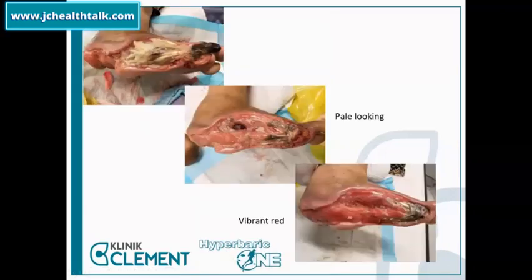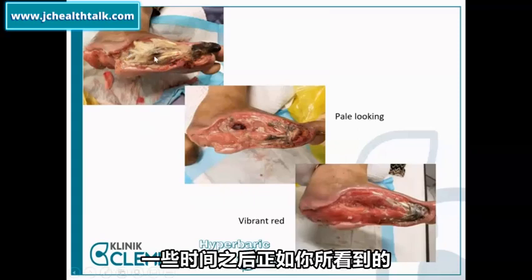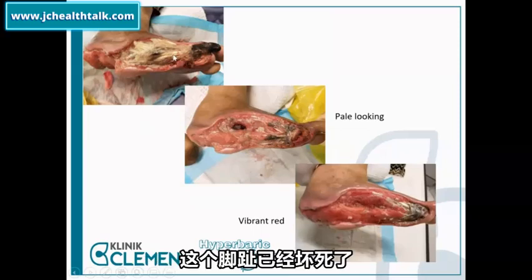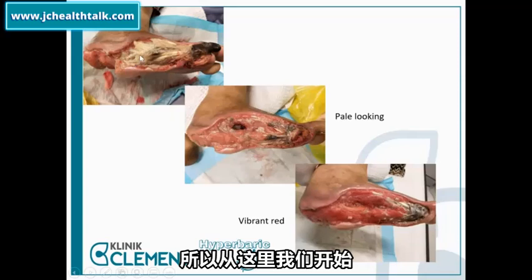Okay, so this is the worst of her foot. After some time, as you can see, this toe is already dead, and you can see the tendon and also the bone in the center part of her foot. And then you look at the heel at this part, she has lost the fat pad, and also lost a significant amount of tissue. So from here, we started using vacuum dressing on her, and then from here it turns to here.